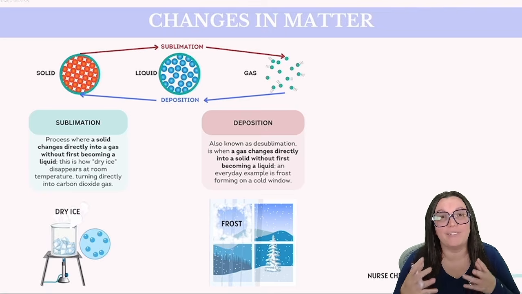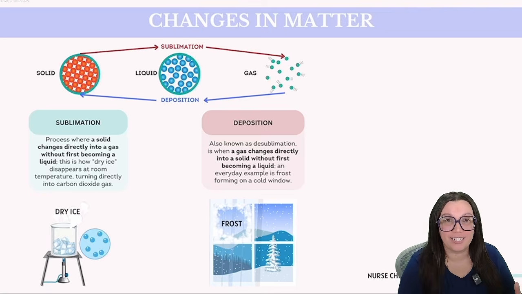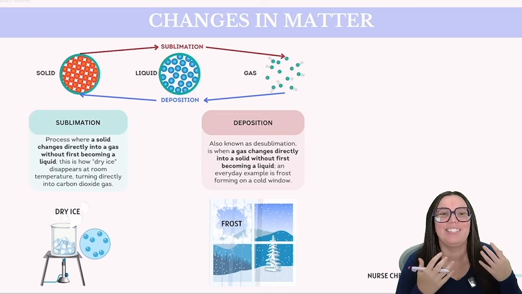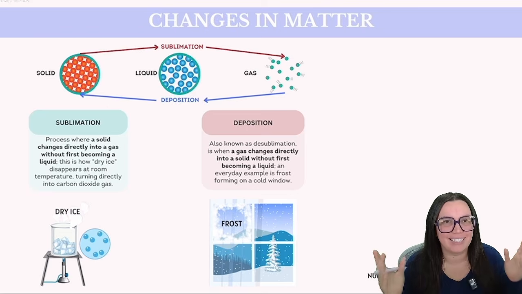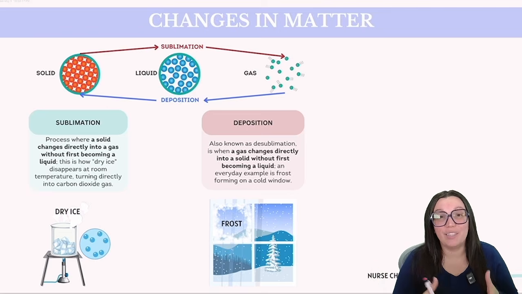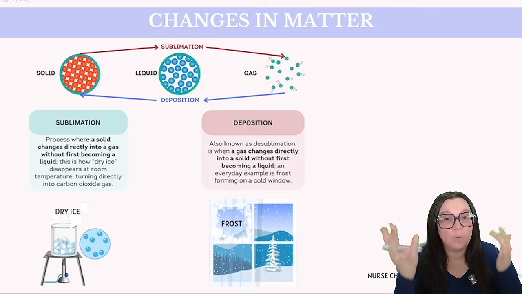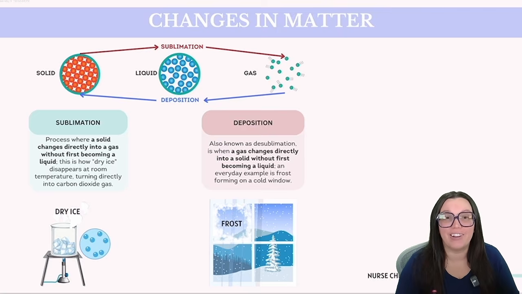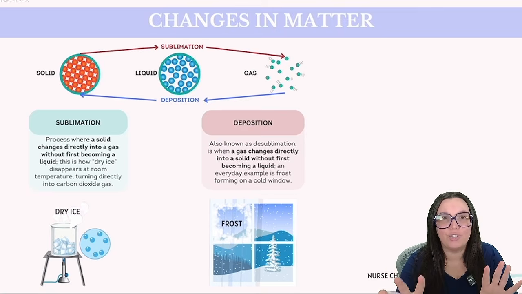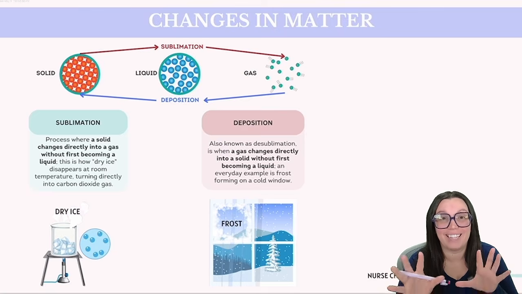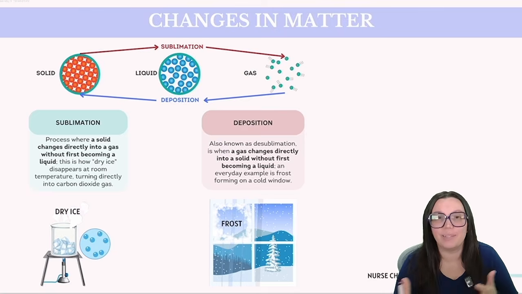And then lastly, we have deposition, which is the direct transition from a gas into a solid state, again completely skipping that liquid phase. This occurs when those gas molecules lose energy very, very quickly. A common example of this could be frost forming on your window. On a cold winter day, that water vapor that's found in the air can directly deposit onto the cold window pane as ice without ever having to become a liquid first.